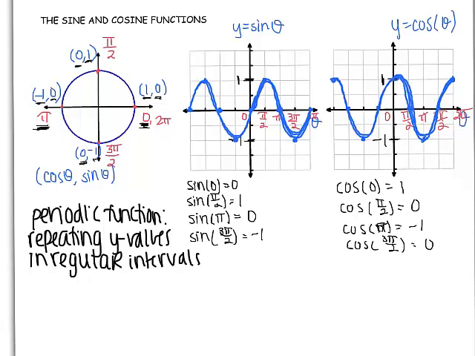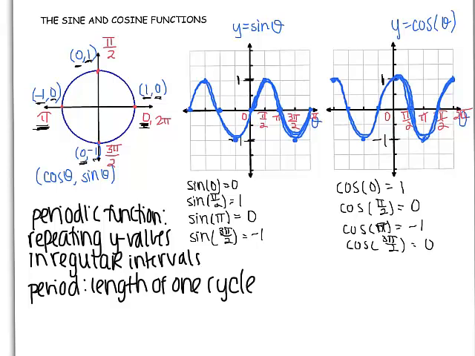So the length of one cycle is what we call the period. The period of a periodic function is the length of one cycle. And in this case, both periods are 2 pi for both sine and cosine. So I'm just going to put right here that the period is 2 pi. And the period here is 2 pi. So we've got a periodic function that has repeating y values in regular intervals, and we've got a period, which is the length of one cycle.